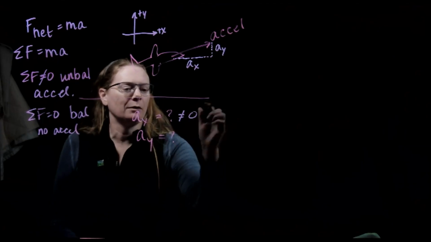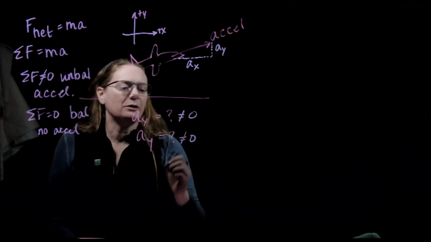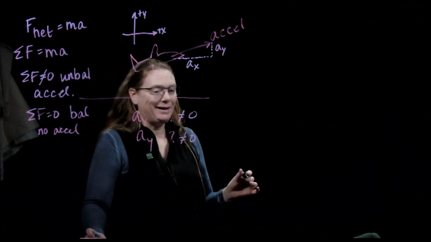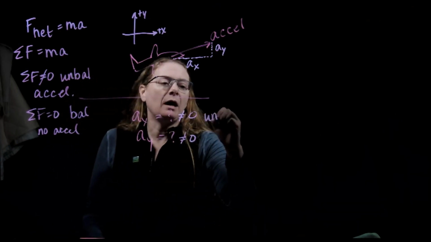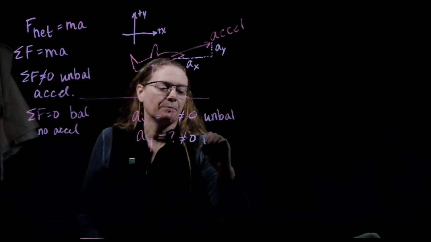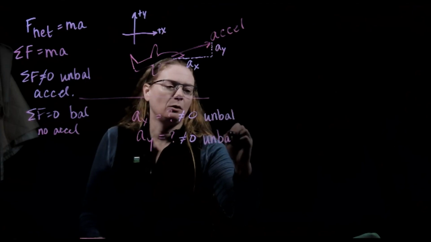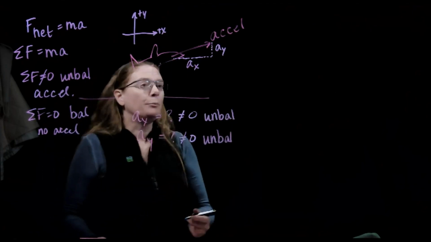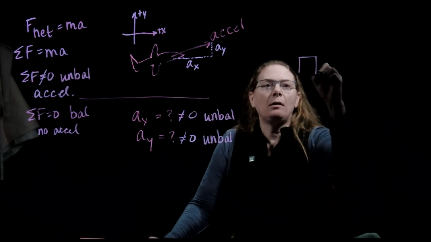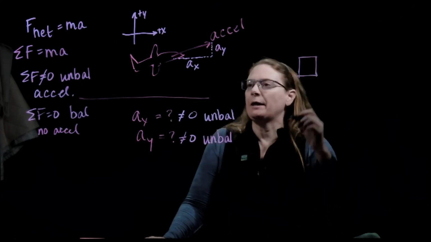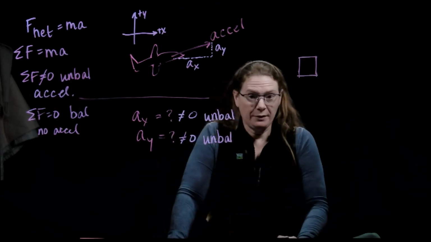How do I want to write this? The accelerations are not equal to zero in either direction, which means we have unbalanced forces. All right, so unbalanced forces in both the x and the y direction. So what would that tell us about the forces acting on the plane? What forces act on the plane?